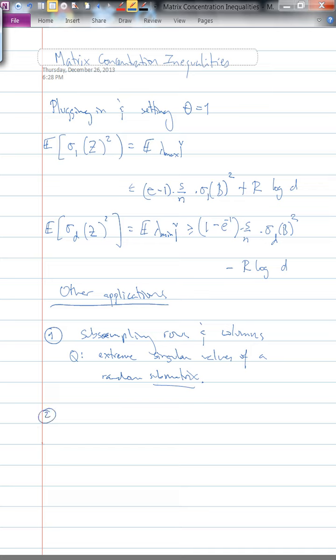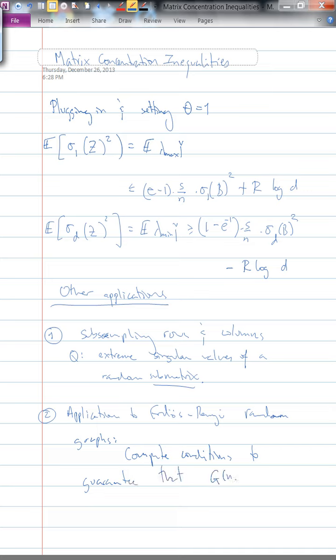Another question, which is explored in the homework, is an application to random graphs. An application to Erdős-Rényi random graphs, where the question is to compute conditions to guarantee that a G(n,p) is connected with high probability.